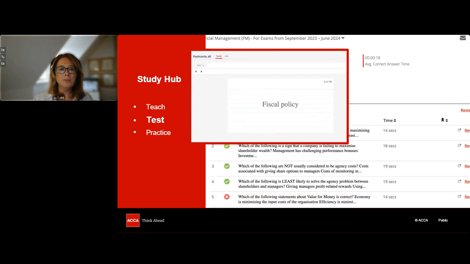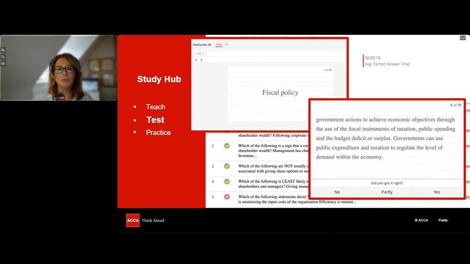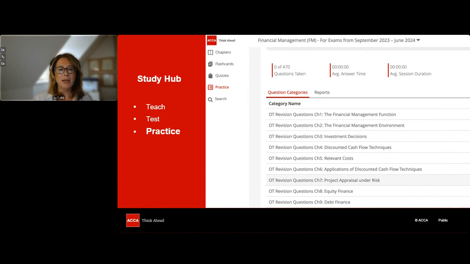There's also these flashcards, which is basically using definitions to help you learn the theory. So what is fiscal policy? You flip over the flashcard and it tells you what it is. You say it in your head, obviously, first of all, and then you say whether you got it right or wrong, so you can track your progress. So that's the test.